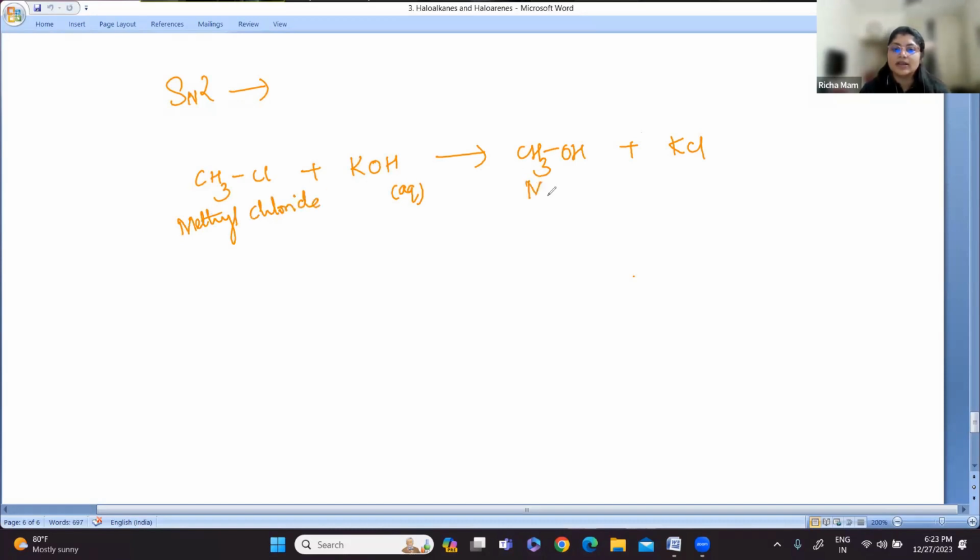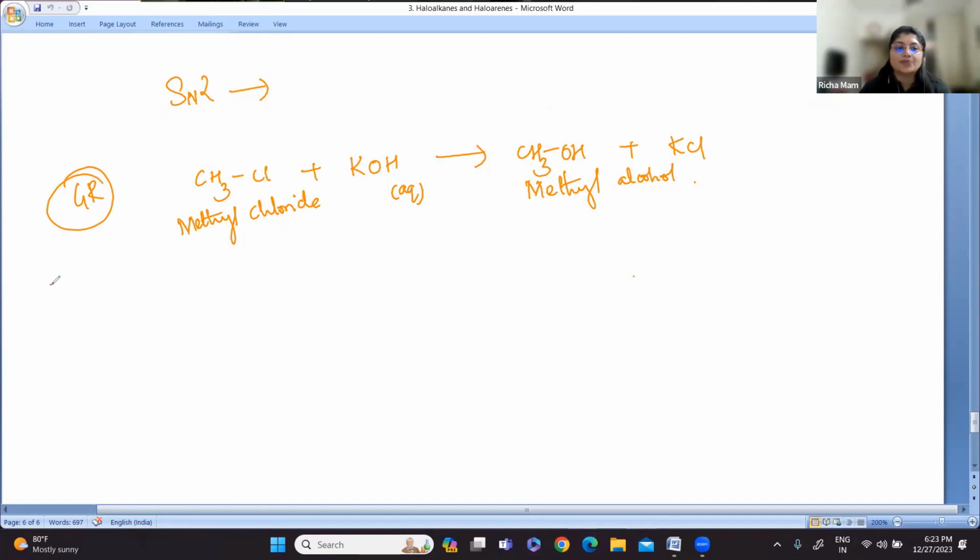Then this is methyl alcohol. The product is methyl alcohol. Fine, so this is the general reaction, the general reaction of this particular mechanism. Now, what do you have to write? When methyl fluoride is heated with aqueous KOH, methyl alcohol is formed.